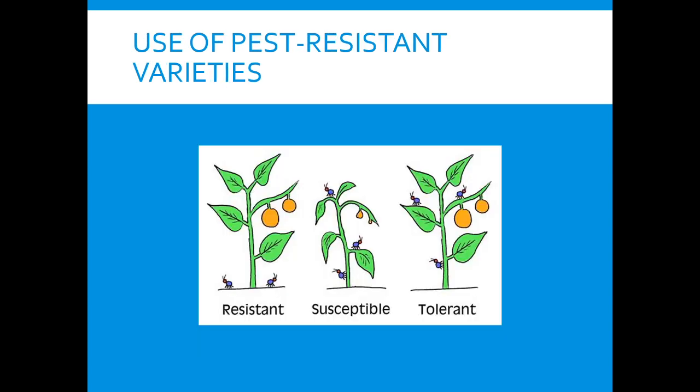Other things that can be done are using pest-resistant varieties of plants. So if you remember, we looked specifically at GMOs being done to create pest-resistant varieties. Of course, this can cause other issues, such as resistant pests.